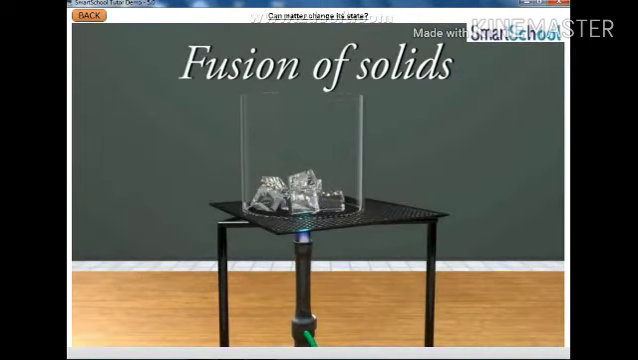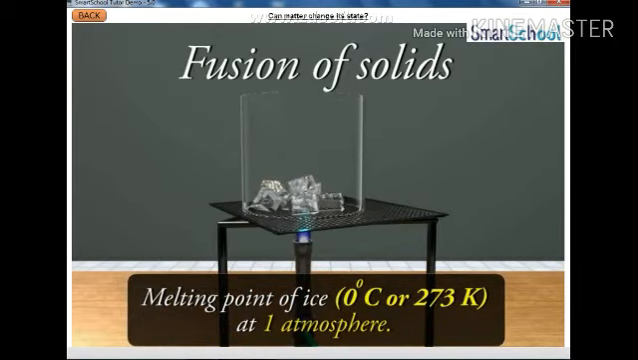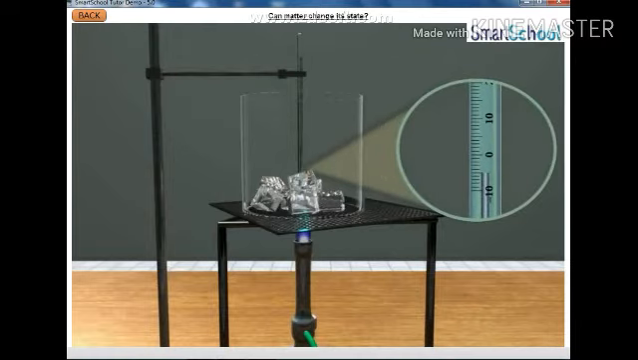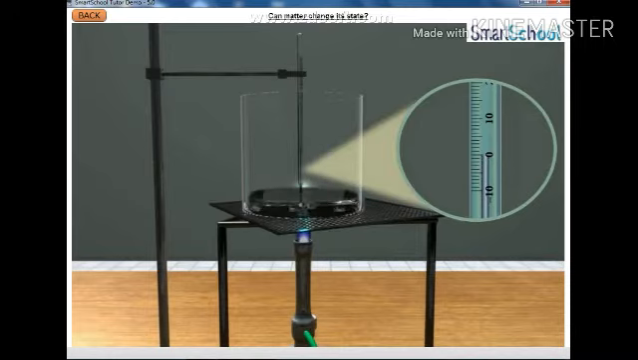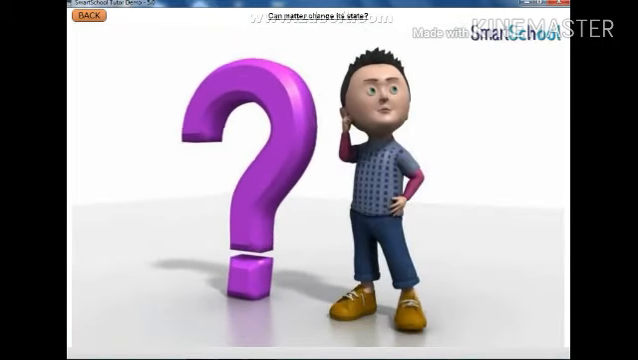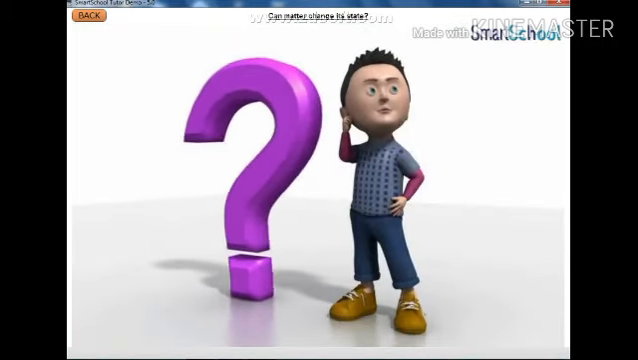Let us learn some more facts regarding fusion of solids. On heating some ice in a beaker at low flame, you will observe that ice melts at a temperature of 0 degrees Celsius or 273 Kelvin at atmospheric pressure. It is also observed that even when the melting starts, the temperature of the system remains constant till the entire solid melts, even though heat is being continuously supplied. You must be wondering where this energy goes, isn't it?